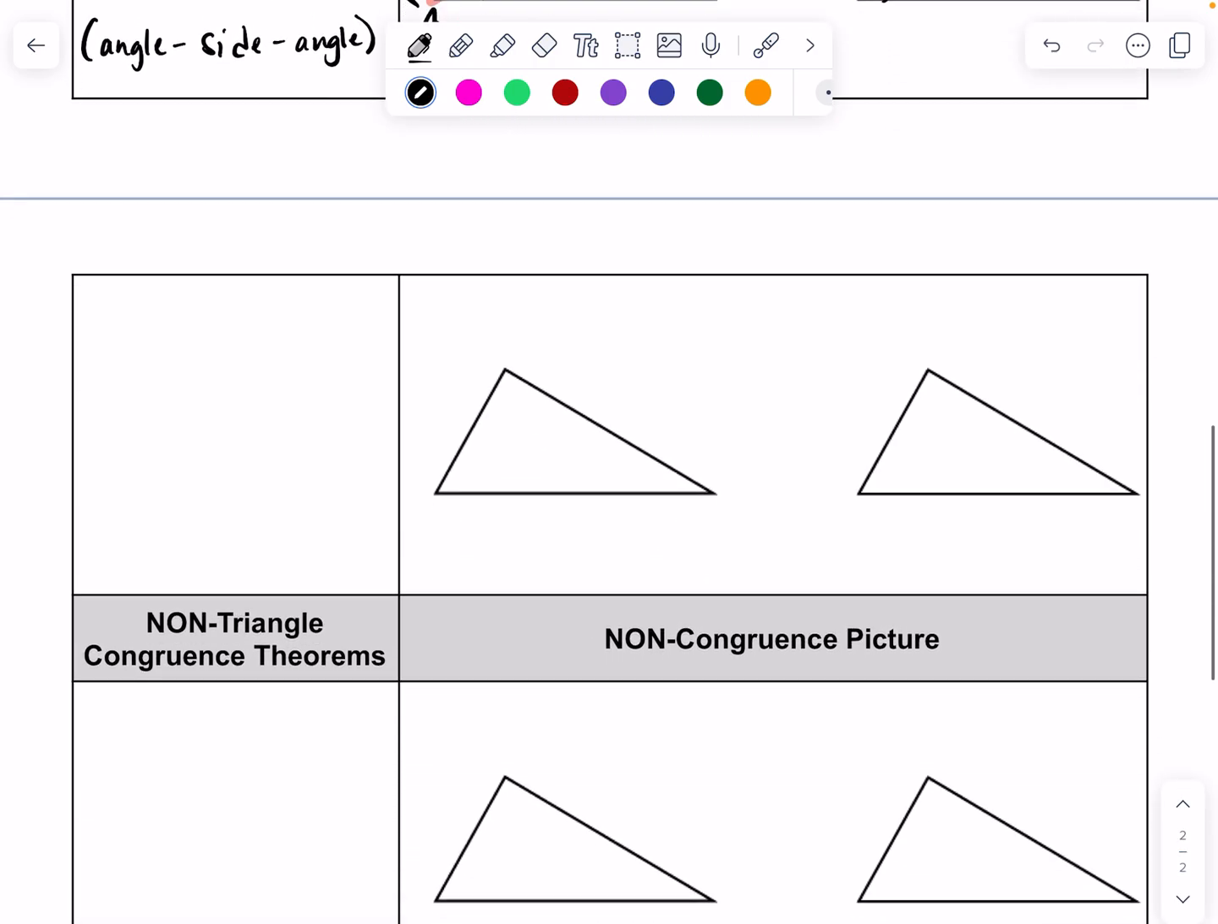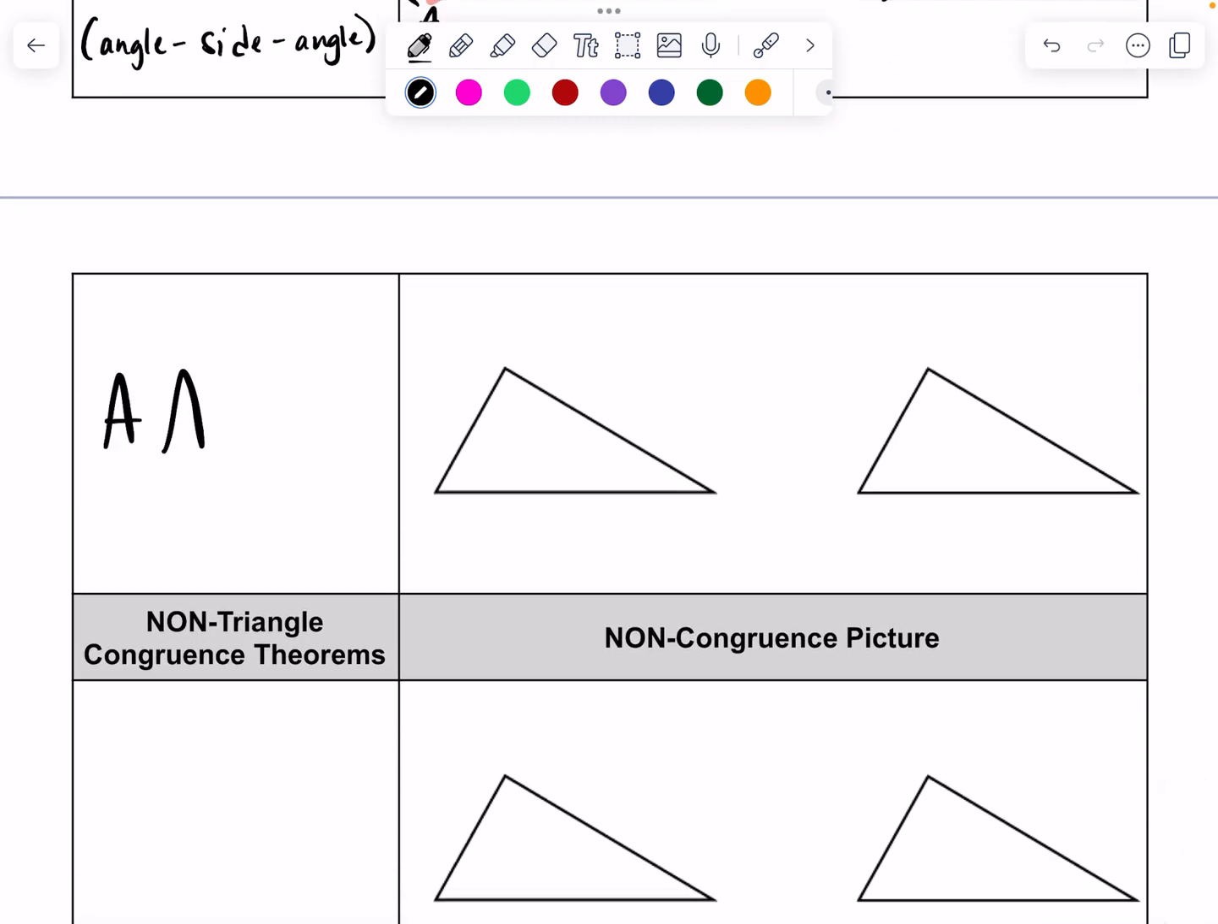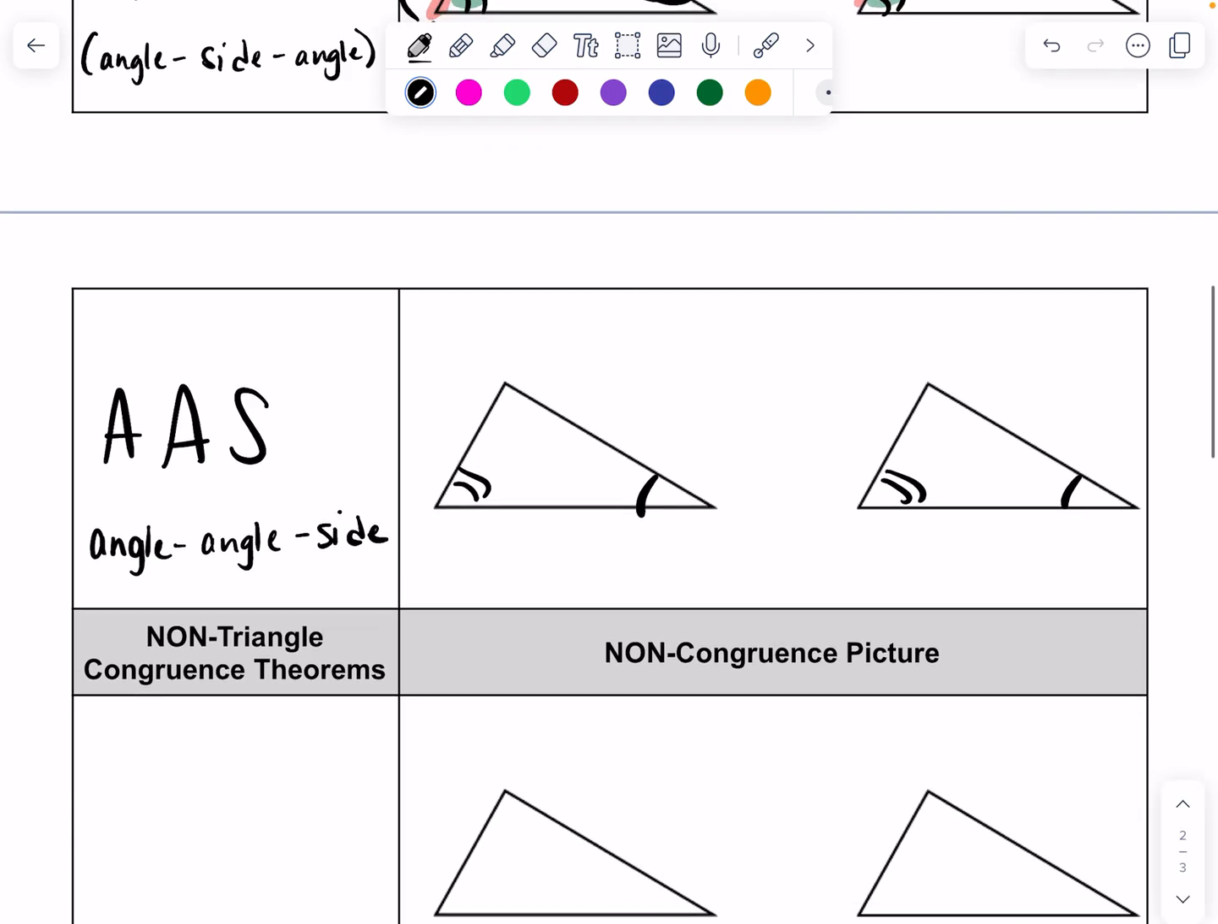Last of the congruency theorems is AAS, which is angle, angle, side. Okay, so again, I'm going to start with marking two angles. I'm going to switch them up this time. I'm going to do this one and this one. And so the side has to be after both angles. So I'm going to go ahead and put it here.